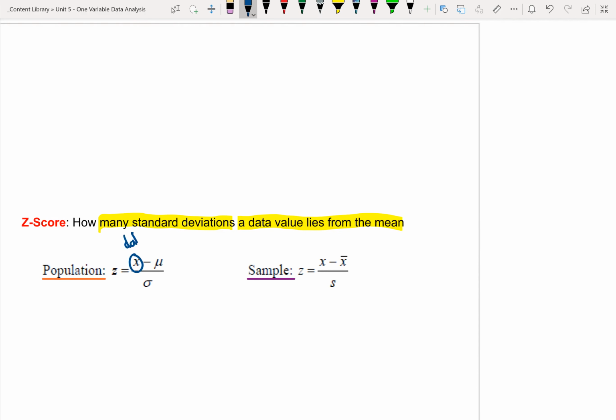x again is a data value. Mu is our population mean. And here is our population standard deviation. For sample, again, x is the data value, x bar is our sample mean, and s is our sample standard deviation. So again, the same formula, just slightly different variables.